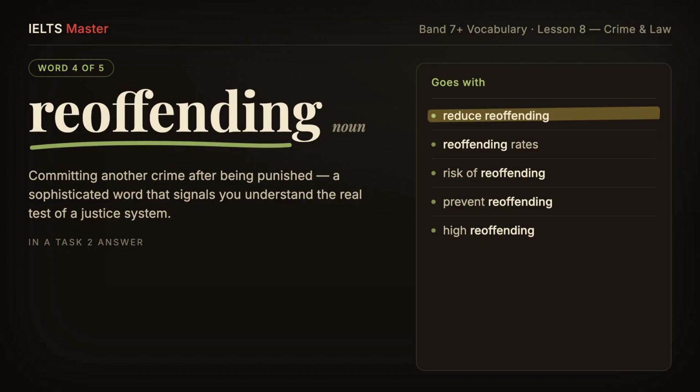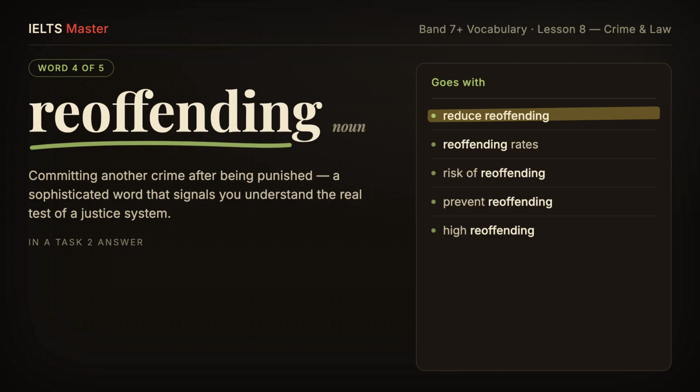Next, reoffending. And this is the word that makes you sound like you really understand the topic. So what does reoffending mean? Well, let's break it down. Re means again. So reoffending is simply offending again, committing another crime after you've already been punished. Got it? Good. Because the real test of a prison is whether it can reduce reoffending.